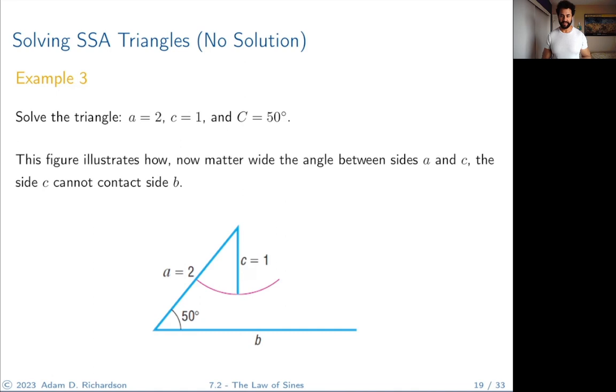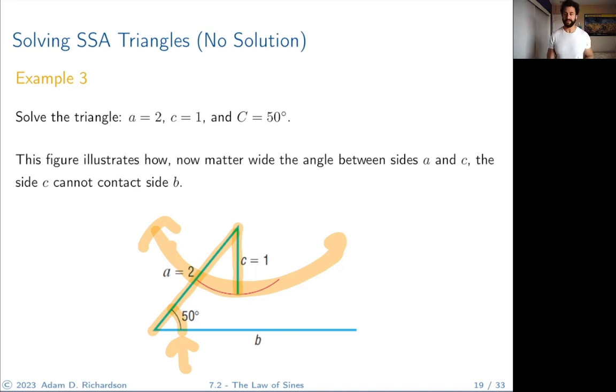Pictorially, here's what's going on. So here's length C, or side C with length 1. Here is side A with length 2. And then here's the angle 50 degrees. And essentially what's happened here is the length C, which is 1, is too short. So no matter how we swing this piece to the left or to the right, it will never be able to contact the third side whose location is determined by this angle of 50 degrees. So that's how we know that there's no possible solution. There we go. No solution in this case.